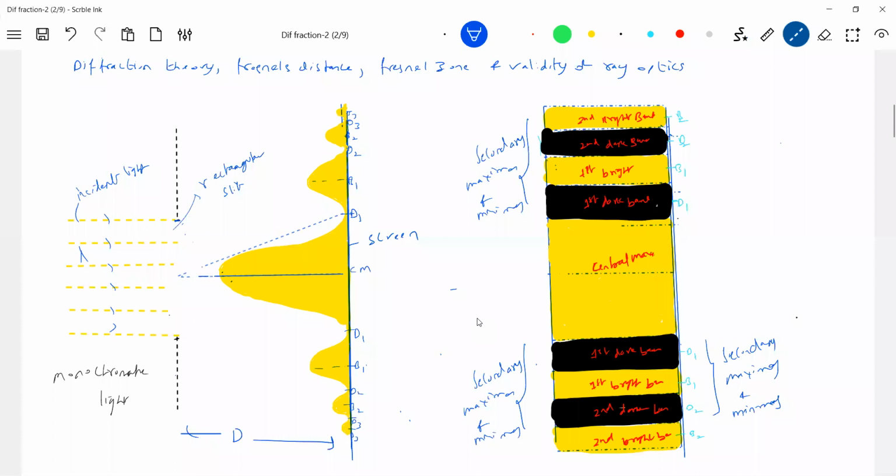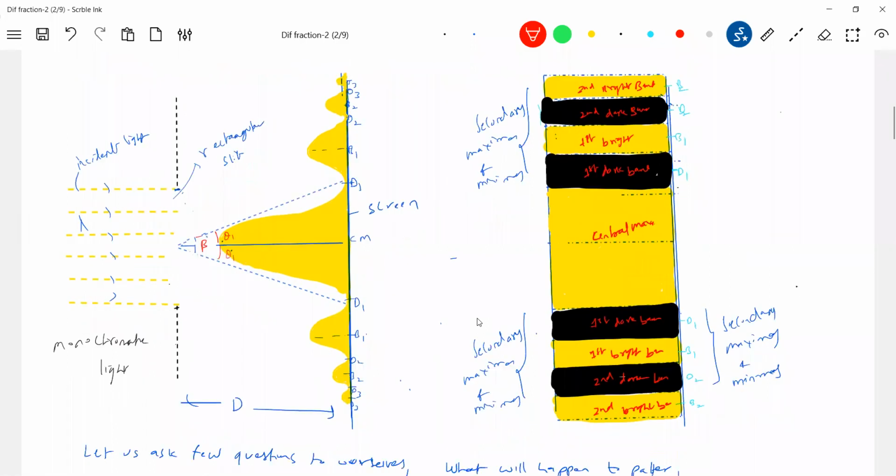What do you mean by angular position? This is what that angular position means. Okay, let me call this beta. This angular position is called beta. So the angular width of central maxima is what I needed. How to bring that one? We know the angular width of this one, no?